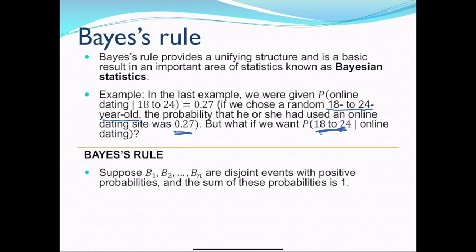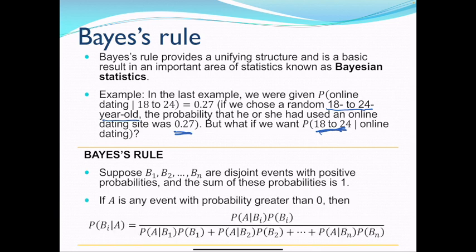So let B1, B2, ..., Bn all be disjoint events with positive probabilities, and the sum of all the probabilities is 1. And A is any event with a probability greater than 0. Then the probability of B given A is the probability of A given B times the probability of B, over all the probabilities. So the probability of A given B1 times the probability of B1, plus the probability of A given B2 times the probability of B2, and so on and so forth, right? So for this, we definitely need to do an example.